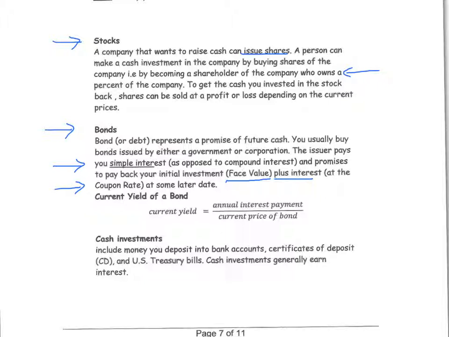So again, as always, we're interested in the amount of money that we're making in this particular investment. Current yield is a term that is used. The current yield has a formula: annual interest payment, so what is the interest payment in a year, a dollar amount, divided by the current price of the bond, also a dollar amount. That gives us the current yield of that bond. So it's a way of calculating our return on investment.